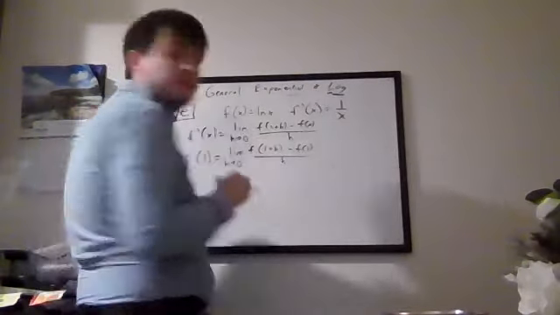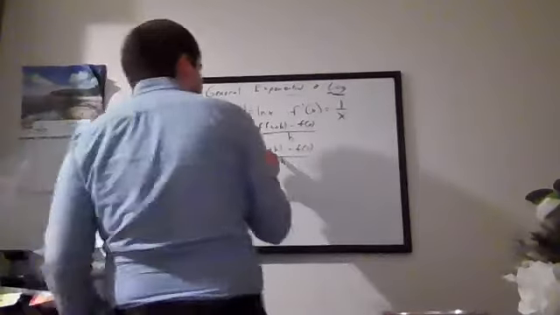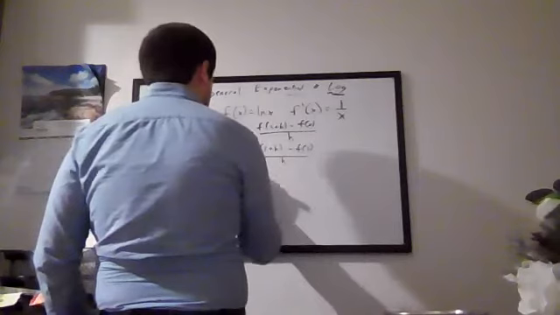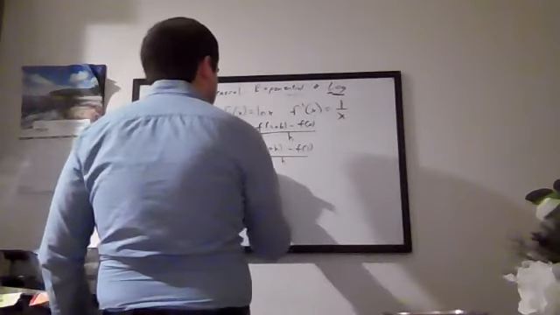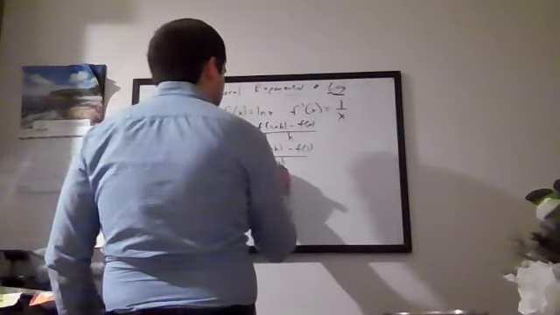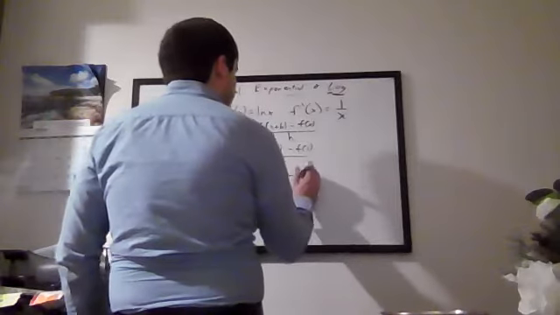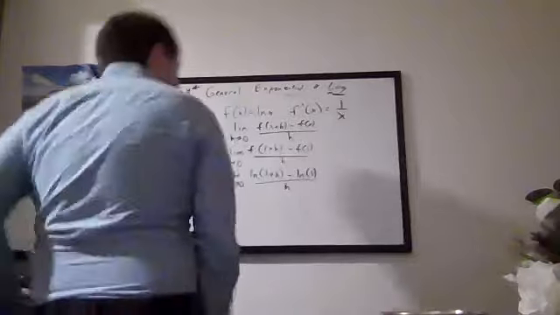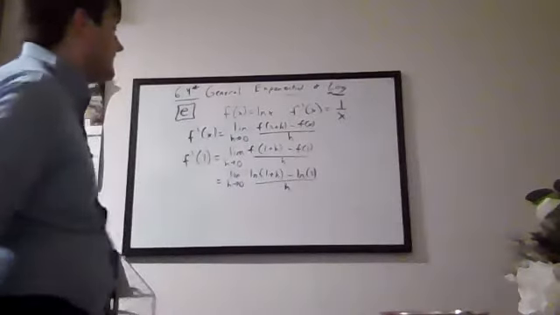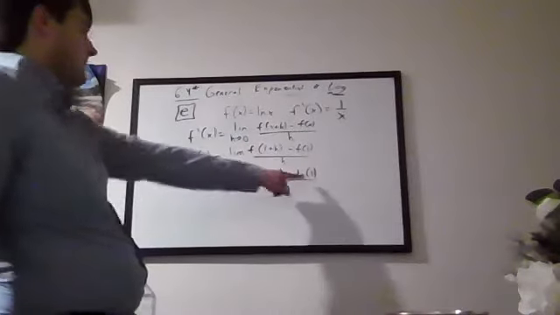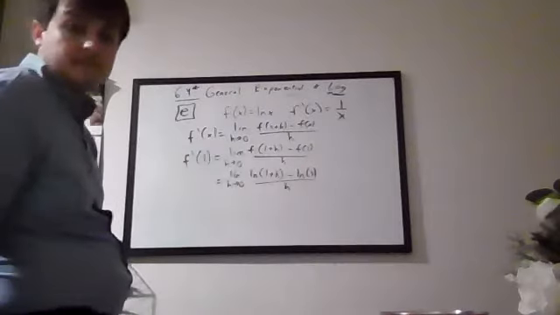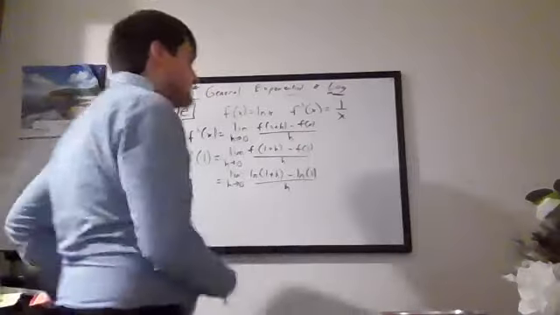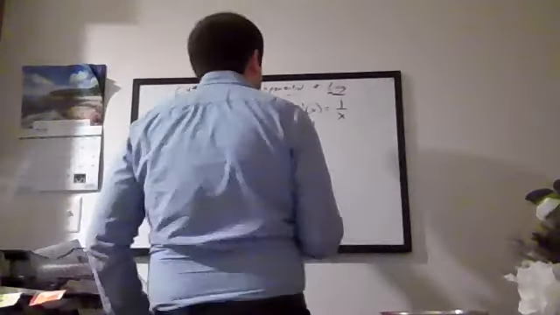F is natural log of x, right? So we're going to get the limit as h approaches 0 of the natural log of 1 plus h minus the natural log of 1, all divided by h. Okay, natural log of 1 is what? Well, it's 0, right? Probably should have mentioned this at some point by now, but this is going to be 0.